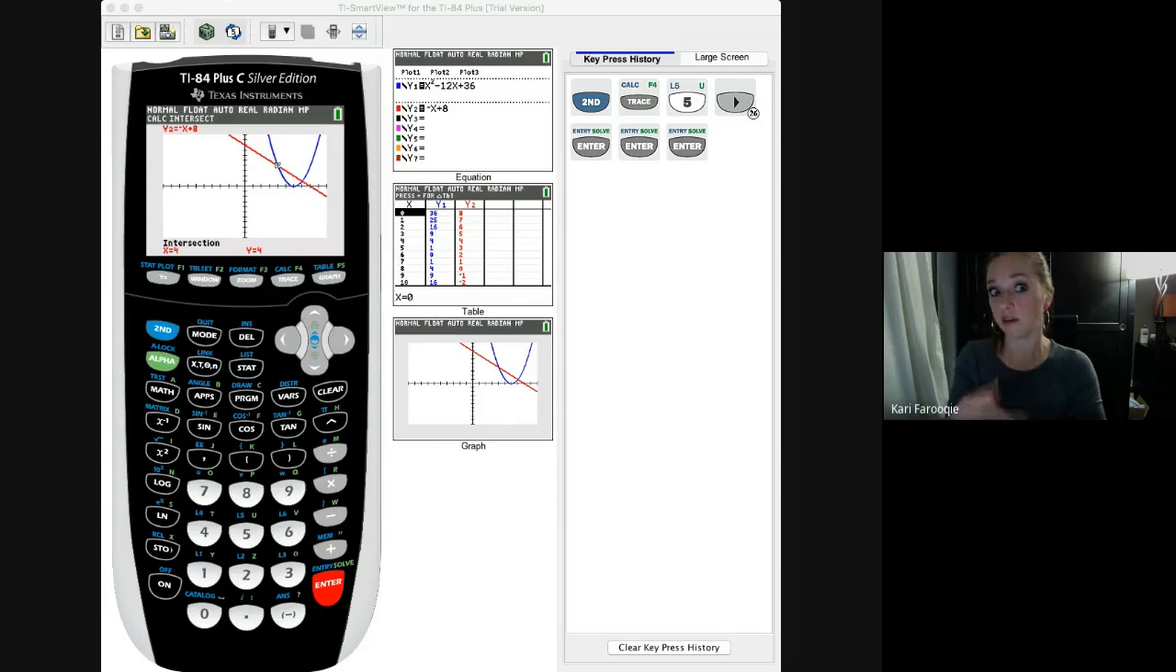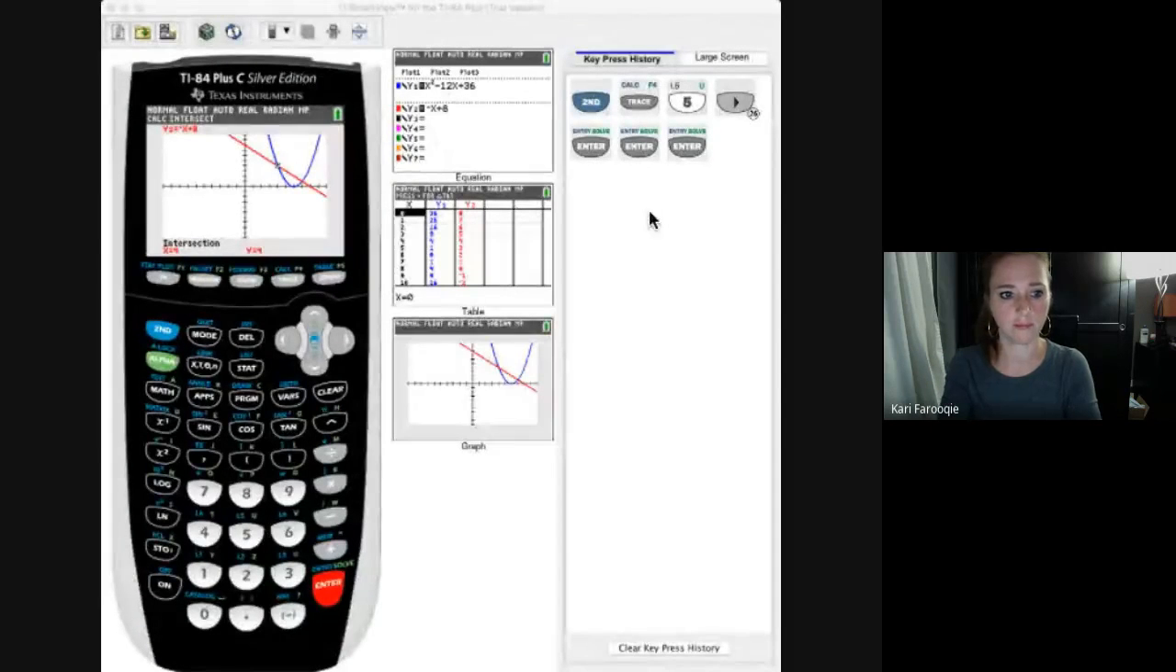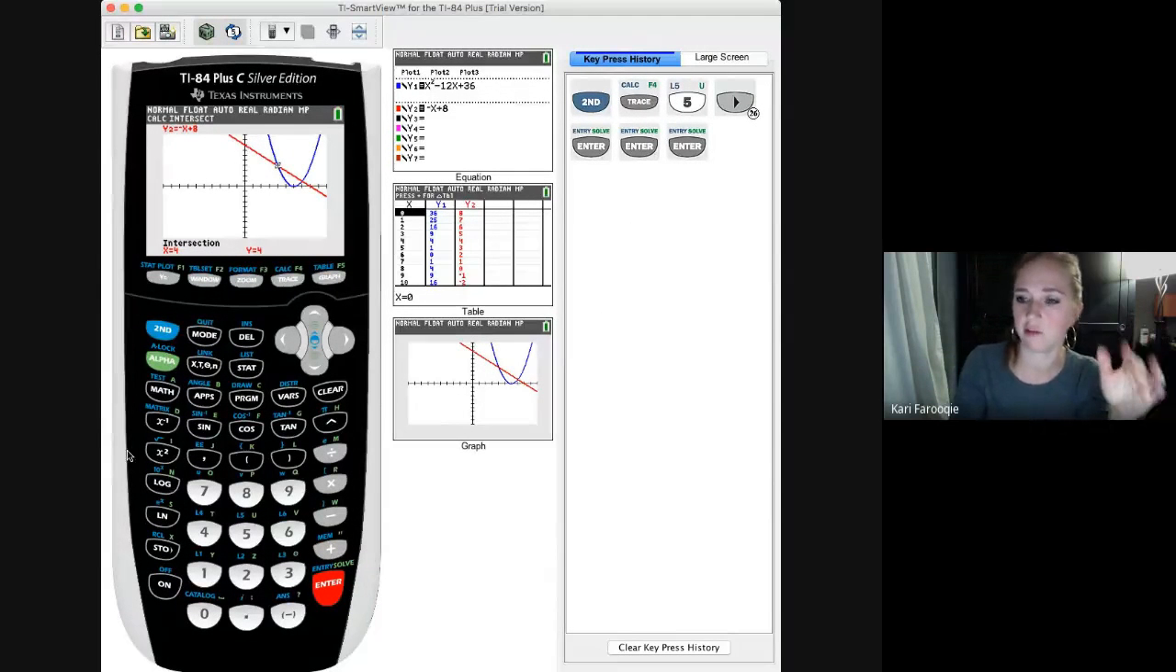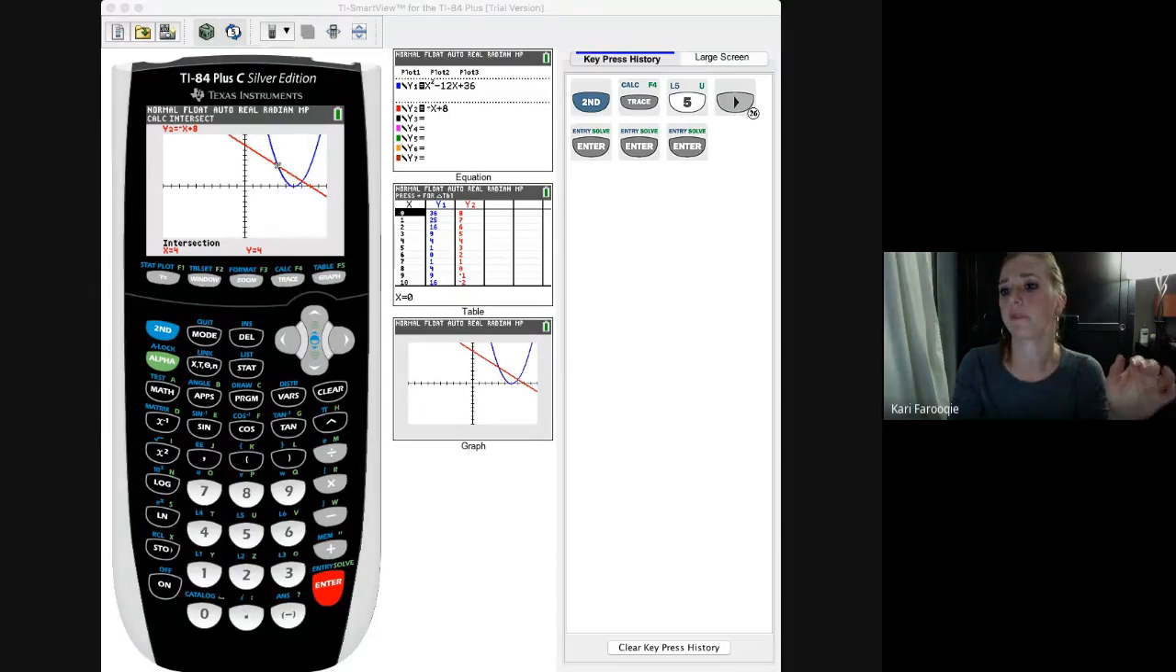One of the things I also like about the emulator is that it does capture the keys that I entered. So if you're wondering what button I entered to get this, you can see it in the key history, except when I press like 1,000 keys to enter one function. Okay, so going back now to my window.